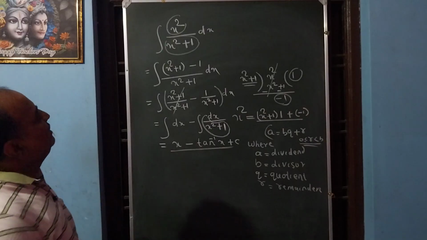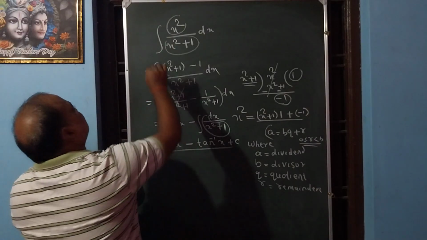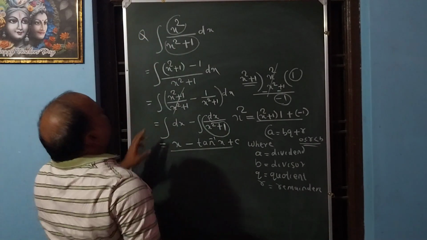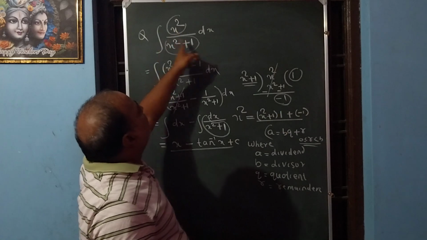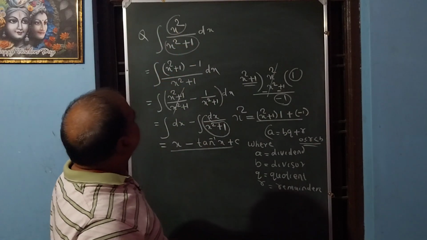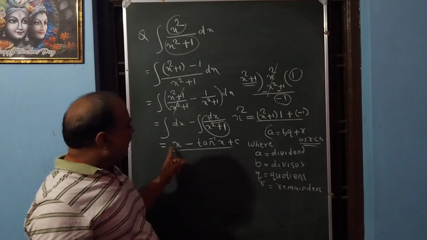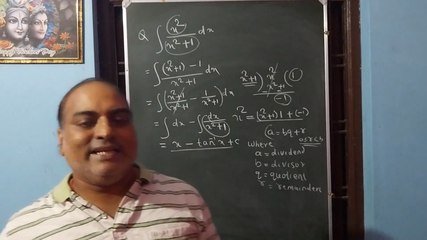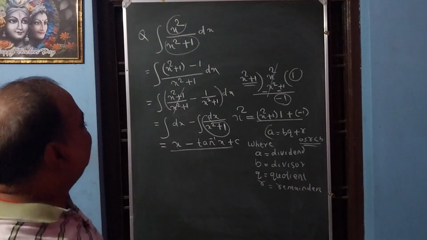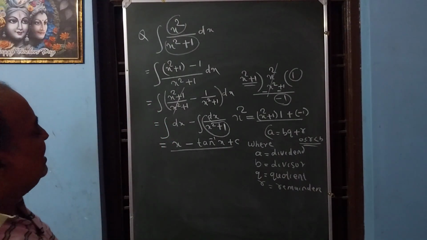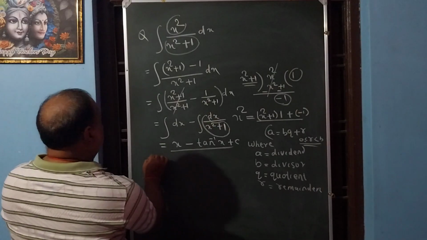So remember, this is one very important question. Integral of x square divided by x square plus 1 is equal to x minus tan inverse x plus c, where c is called the integration constant. Then another question.